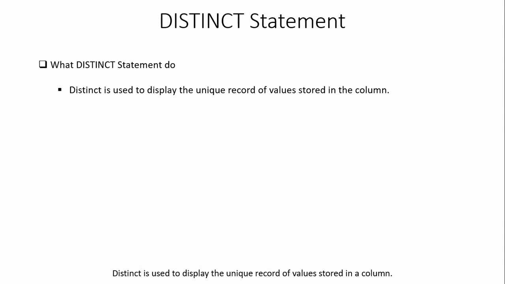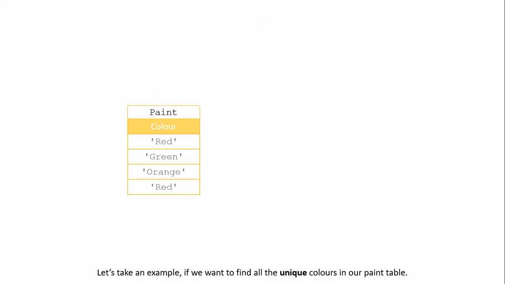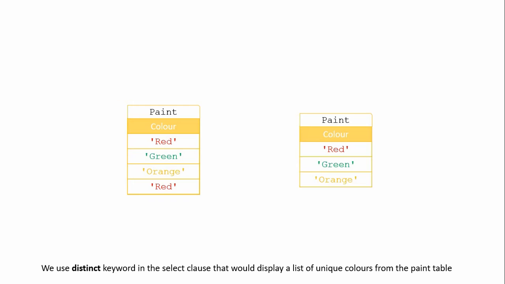Distinct is used to display the unique record of values stored in a column. Let's take an example. If we want to find all the unique colors in our paint table, we use the distinct keyword in the select clause. That would display a list of unique colors from the paint table.